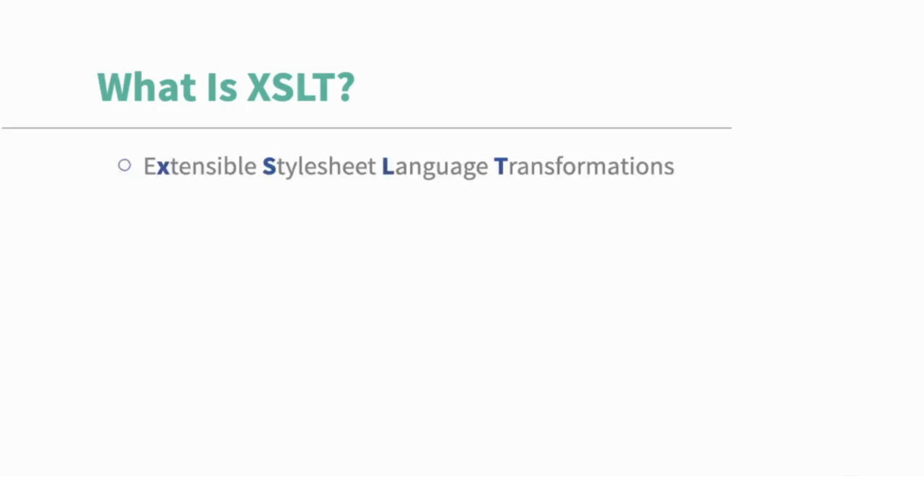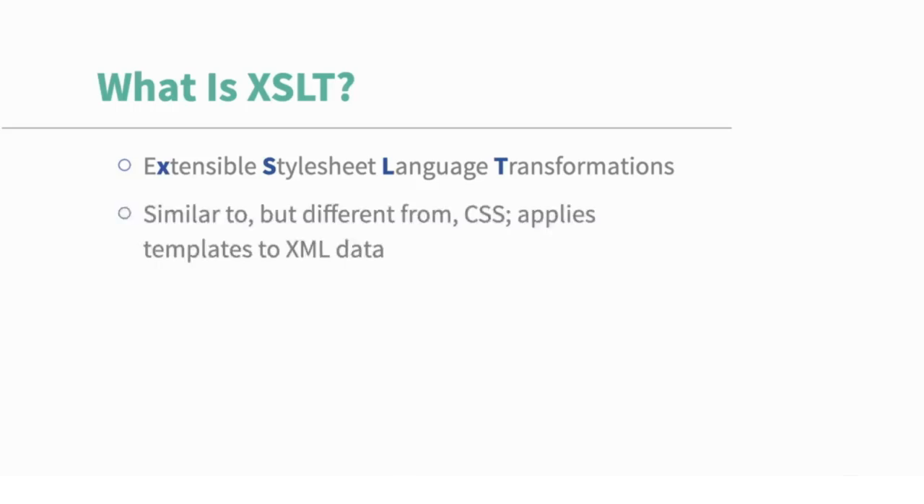XSLT stands for Extensible Style Sheet Language Transformations. It's similar in principle to CSS, but it's a little bit different in practice. You might see that word style sheet in the name and think that XSLT is used to give a visual appearance to XML. But the more important word you need to focus on is transformation. CSS essentially applies a set of styling rules to content in either HTML or XML files, and we've already seen that. XSLT works by applying templates and logic to XML data, and we'll see how that works later in the chapter.